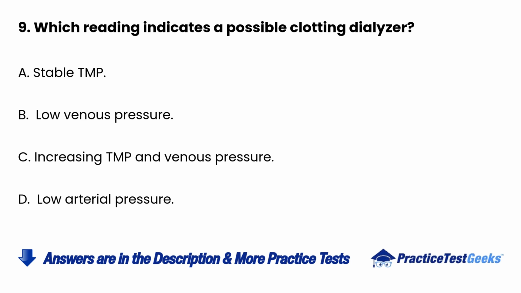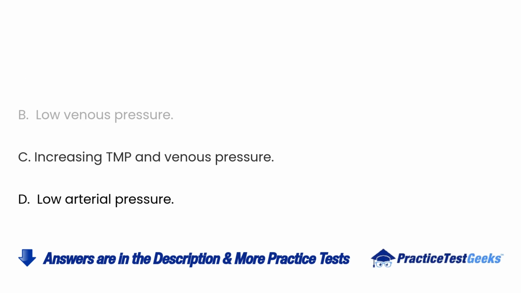9. Which reading indicates a possible clotting dialyzer? A. Stable TMP. B. Low venous pressure. C. Increasing TMP and venous pressure. D. Low arterial pressure.